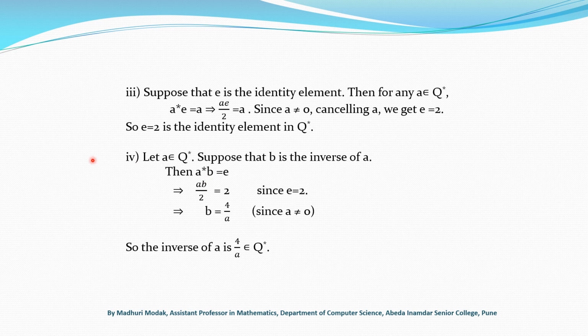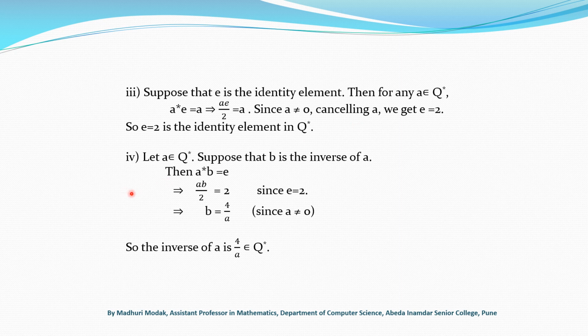Now last is finding the inverse for every element. So we consider A as any element of Q star. Suppose that B is the inverse of A, then by definition A star B equals B star A is the identity. Again we equate A star B with E because A star B and B star A are equal. Now by definition of star, A star B is AB by 2. So AB by 2 is equal to 2, as we have already calculated E equal to 2.